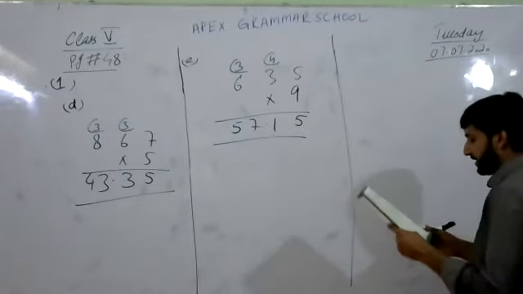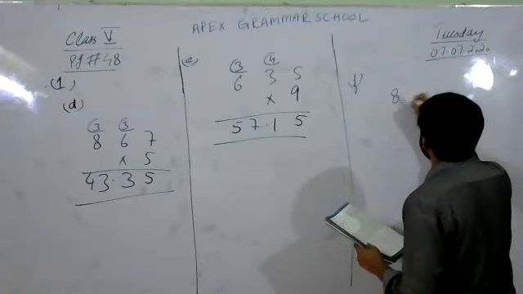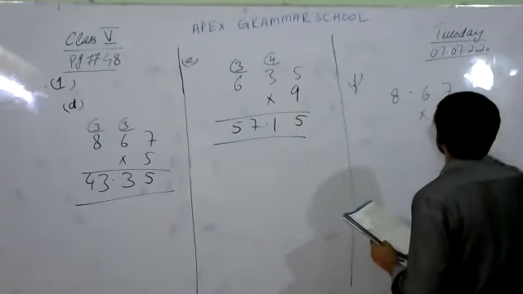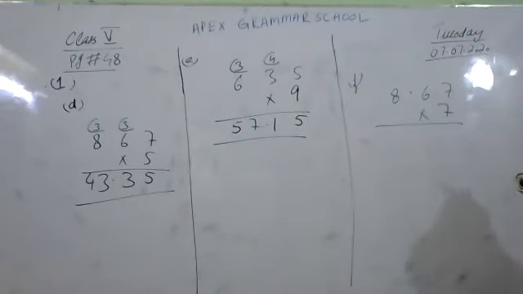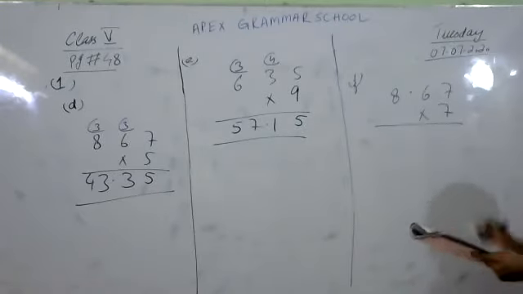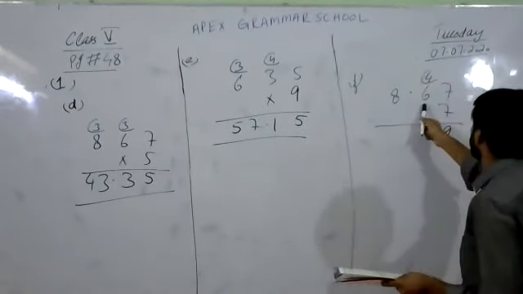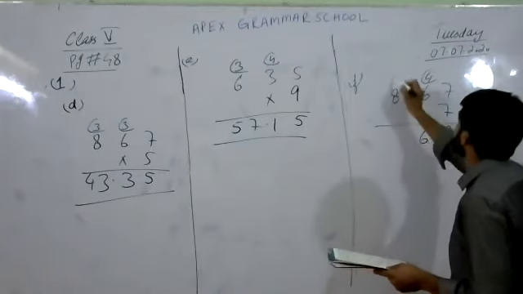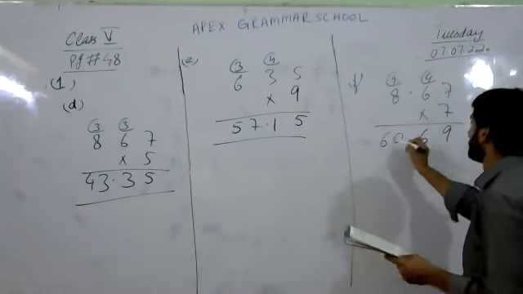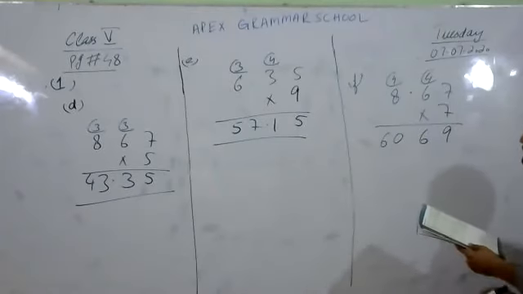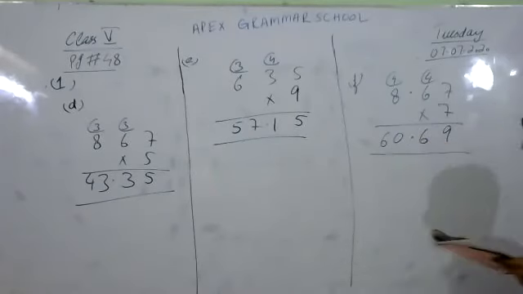Last part of this question is 8.67, which is F part. 8.67 into 7. 7 sevens are 49, 4 carry. 7 sixes are 42 and 4, 46. Again 4 carry. 7 eights are 56 and 4, 60. From the right side we have to leave 2 digits and then we have to place the decimal point.